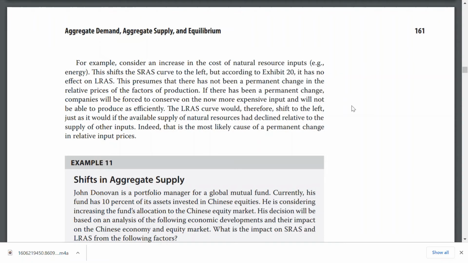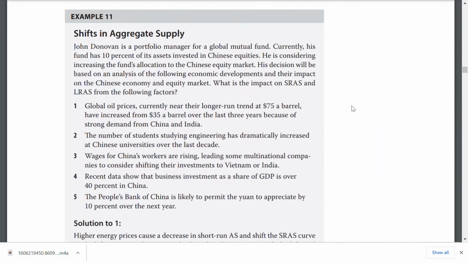The LRAS curve would therefore shift to the left, just as it would if the available supply of natural resources had declined relative to the supply of other inputs. Indeed, that is the most likely cause of permanent changes in relative input prices.